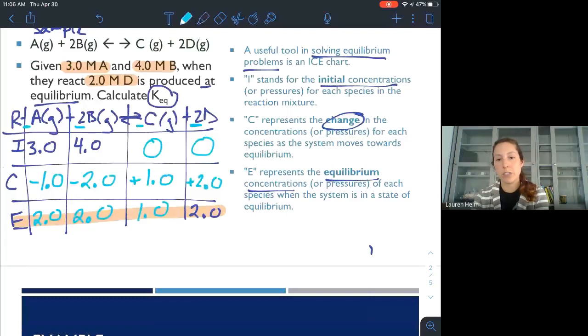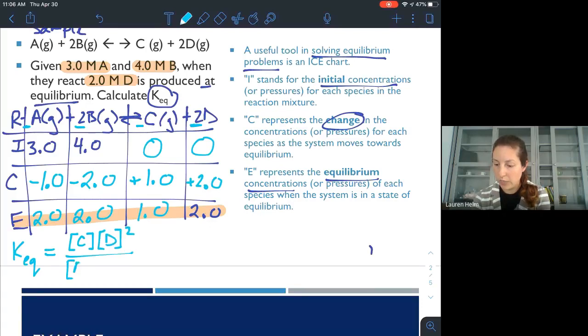Why is it important to know our concentrations at equilibrium? Well, the question is asking us to find the equilibrium constant. Equilibrium constant, which we wrote before, is the concentration of the products raised to their coefficients over the concentration of the reactants raised to their coefficients.